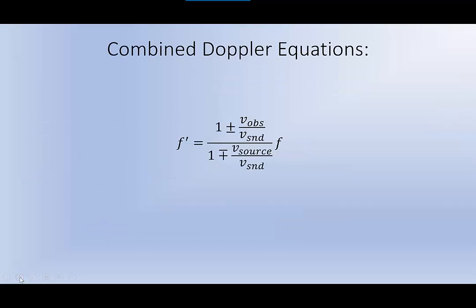This is the combined Doppler equation. It looks pretty ugly, but let's talk through it for a minute. F prime is equal to 1 plus v observer over v sound divided by 1 minus v source over v sound, the entire thing times the frequency. Now, the plus-minus and the minus-plus here are an indicator of which direction things are moving. You're going to use the top arithmetic functions, so you're going to use the plus and the minus, if the observer or the source is moving towards each other.